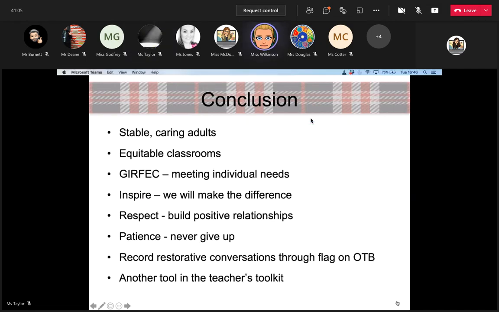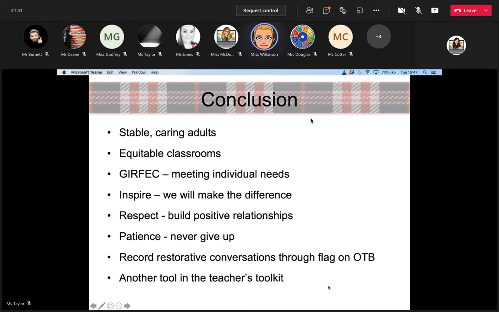Okay, so just in conclusion, whether you feel like it or not, you are the stable, caring adults, and that's what we have to present to our young people. They need that from us throughout their school day. We want to create those equitable classrooms that Emma was just speaking about, and restorative practices are key to creating those relationships. We need to meet the individual needs of every young person in our classroom. We need to get it right for every young person, and this is exactly how we can do it.